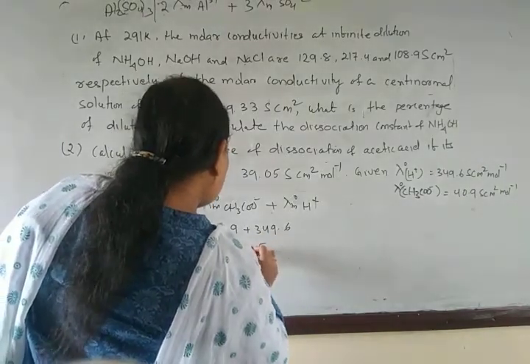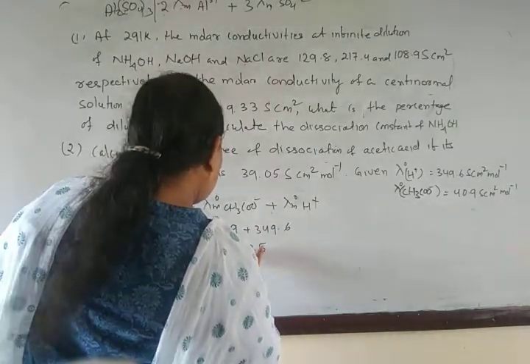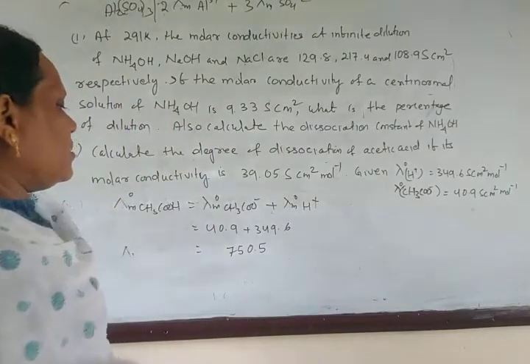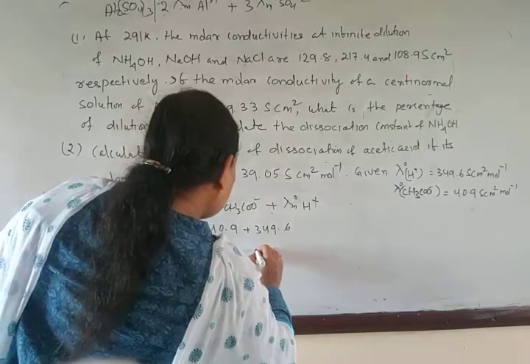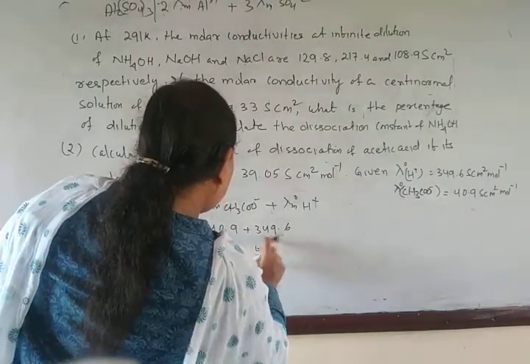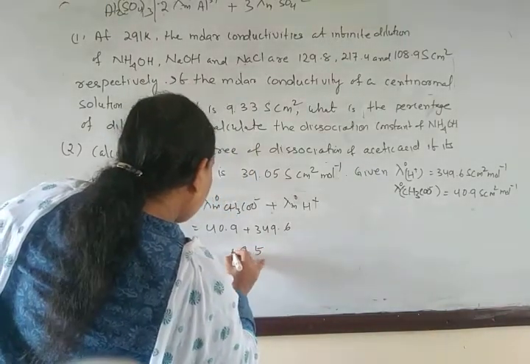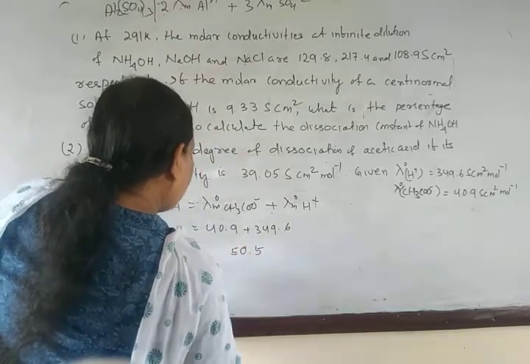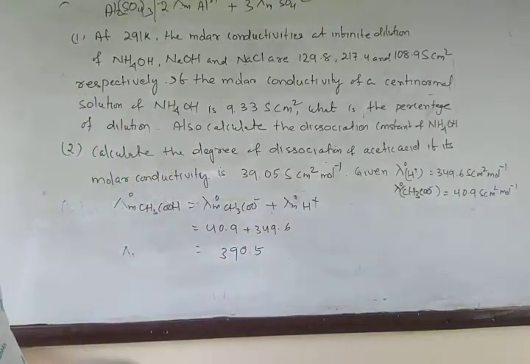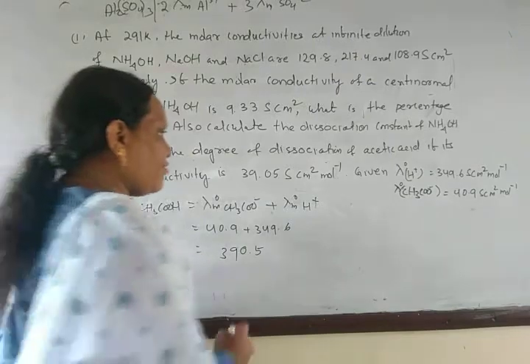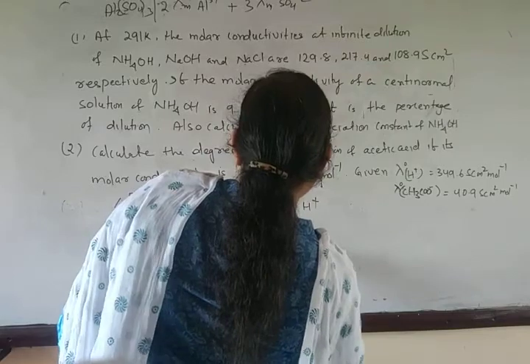Sorry, adding these, here you get 390.5. What is the value? 390.5 S cm square mole inverse.